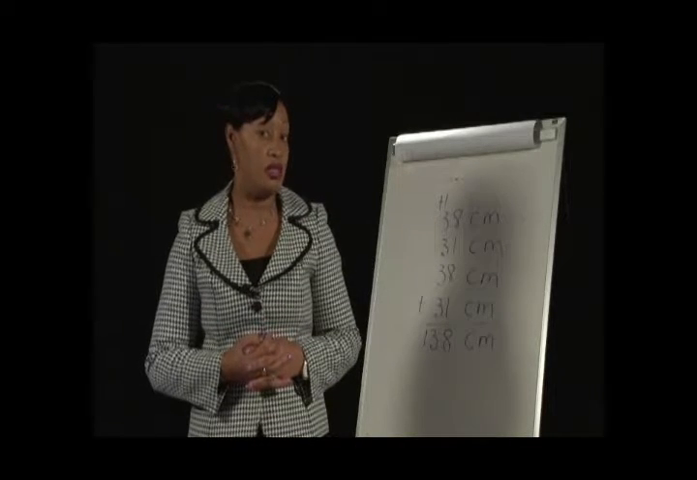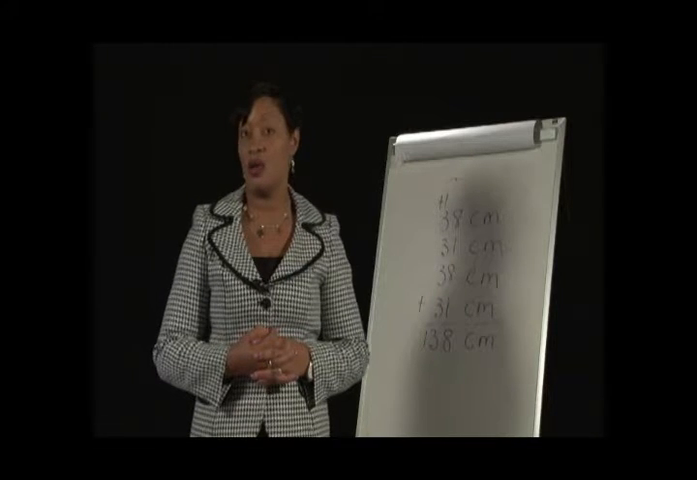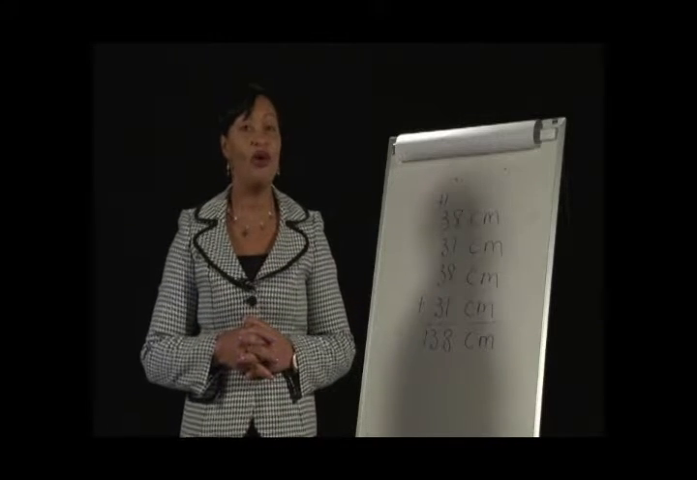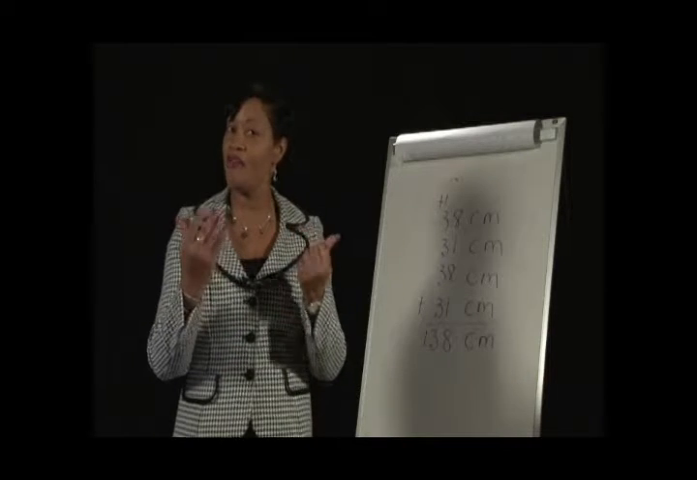What do you think the topic for today will be? Let's take a look. Here we have our objectives. First, we're going to develop an understanding of the concept perimeter. We're also going to measure the perimeter of various objects and polygons using string, handspan, other informal and formal unit measures. Okay. Now, we found out what our topic will be. It will be about perimeter.